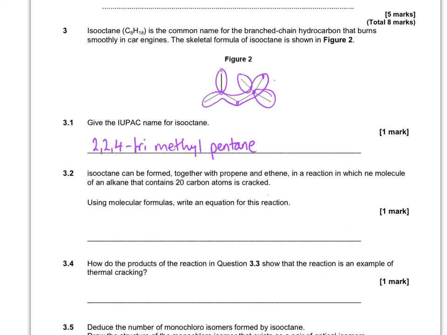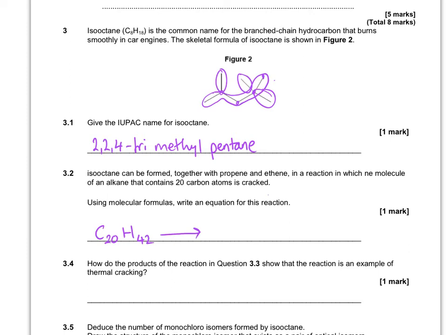Isooctane can be formed together with propene and ethene in a reaction in which one molecule of alkane that contains 20 carbons is cracked. Using molecular formulae, write an equation for this reaction. Okay, so we know our original one is an alkane and it's got 20 carbon atoms. Well, the general formula of an alkane is CnH2n plus 2. So if we double that and add 2, it's going to be 42.